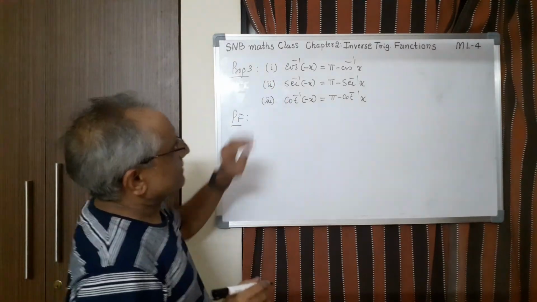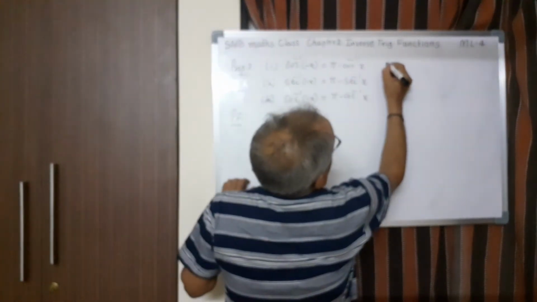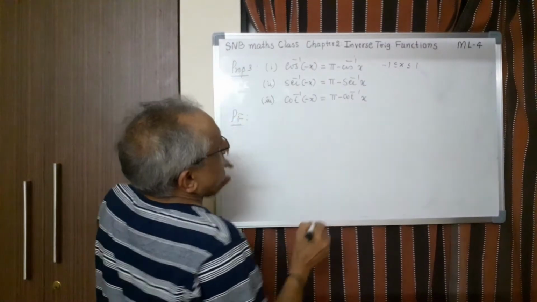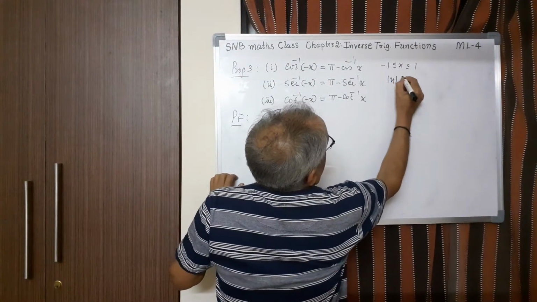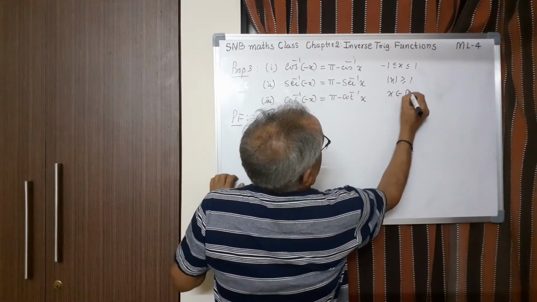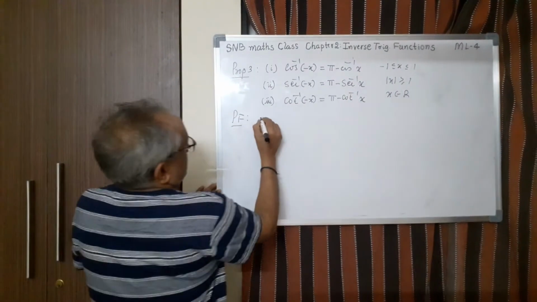So what is the condition here? Of course, the condition here is minus 1 less than x less than 1. Since it is secant inverse, it is mod x more than or equal to 1. Of course, x belongs to R. So these are the conditions. Now let us take the first one.